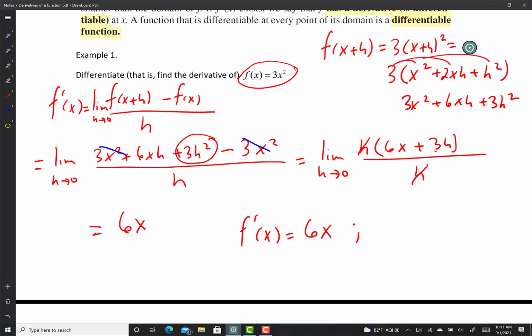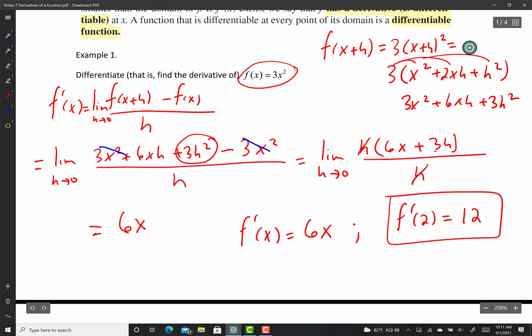Now, let's say I wanted the derivative at 2. So I'm going to write f prime of 2 equals, all I do is plug in a 2. What is 6 times 2? So my tangent slope at 2 for 3x squared is 12. And if I wanted a tangent line, I could, but I'm not worried about that right now. Cool or not cool? Okay, so this is my derivative.